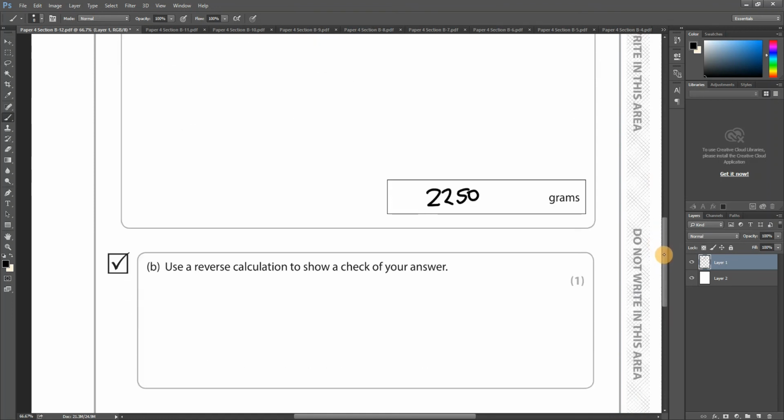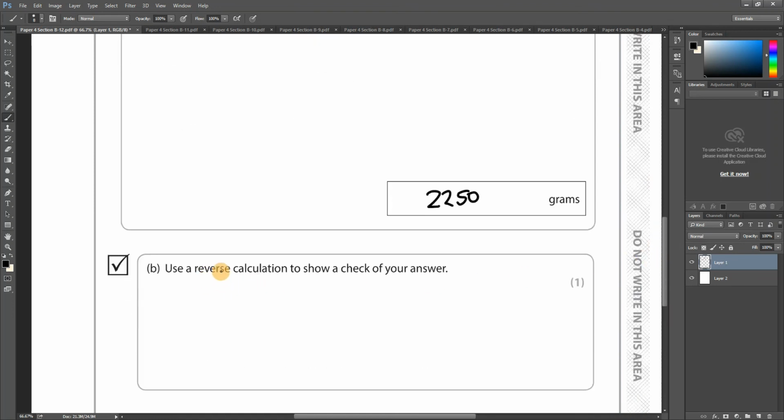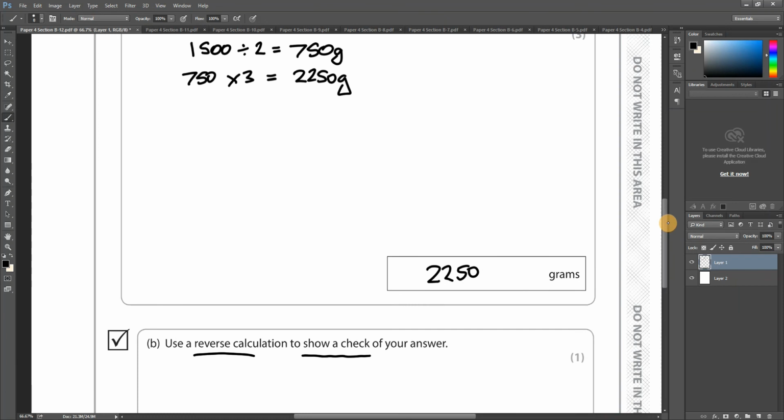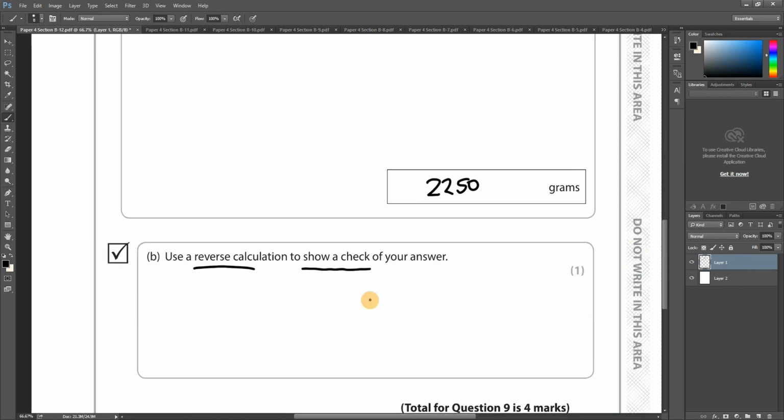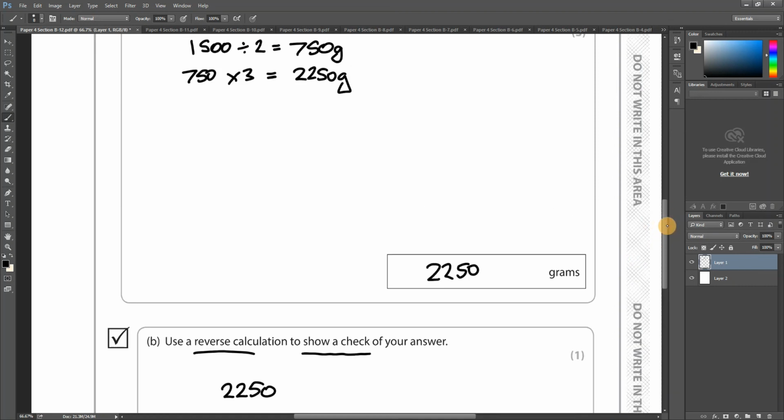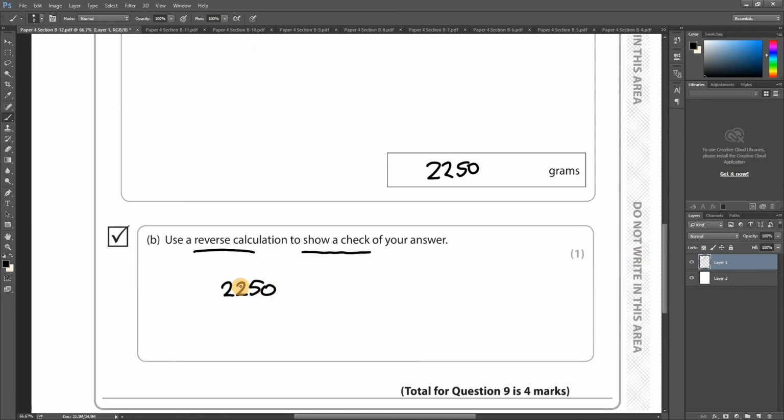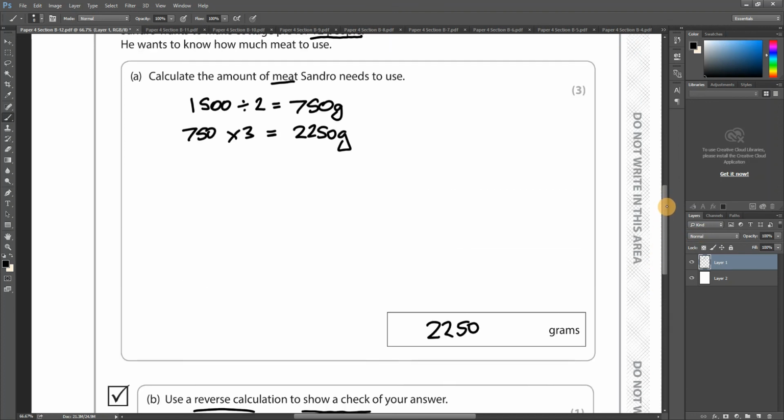And part B, use a reverse calculation to check. So we have to do the opposite of what we just did. So let's start off with 2250. What's the opposite of times by 3? Well, let's divide it by 3, and we're using our calculator, remember, so just stick it in your calculator. You should get, we know what it's going to be anyway, 750, what we were originally saying, weren't we?